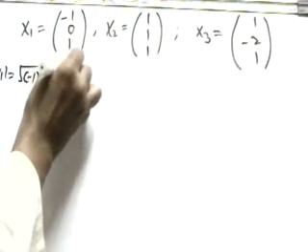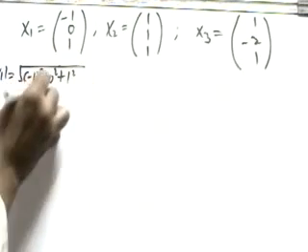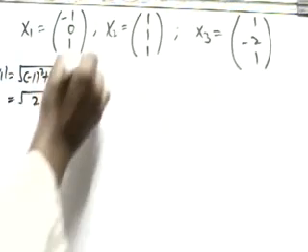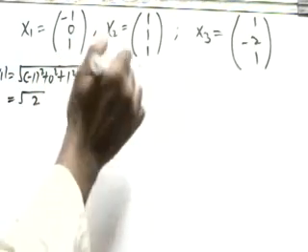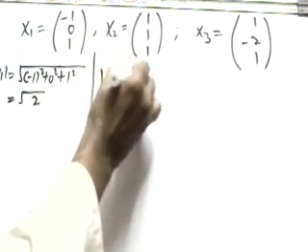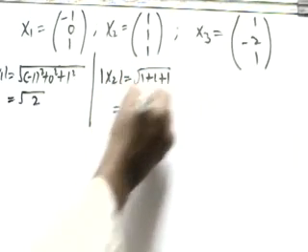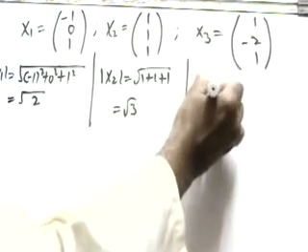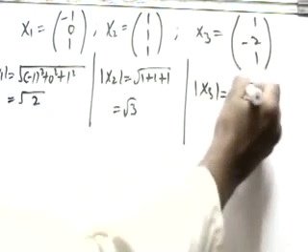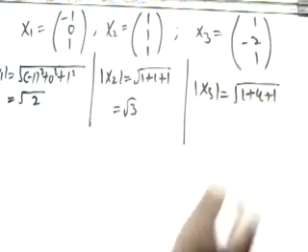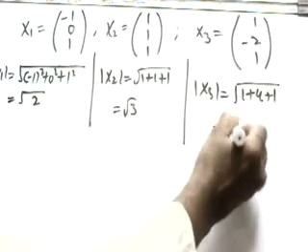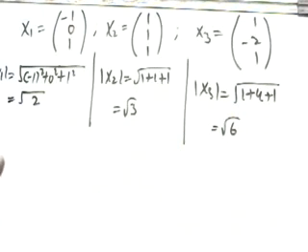So minus 1 square plus 0 square plus 1 square equals under root of 1 plus 1, 2. Similarly, let me find mod x2. Mod x2 equals under root of 1 plus 1 plus 1. So it is root 3. Here also, write mod x3 under root of 1 plus minus 2 square, 4, plus 1. So this is root 6.